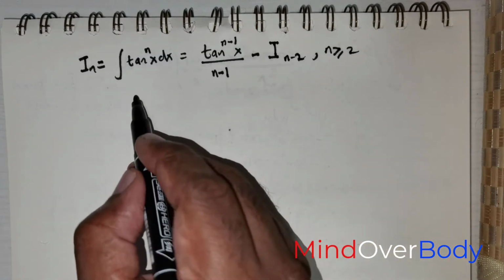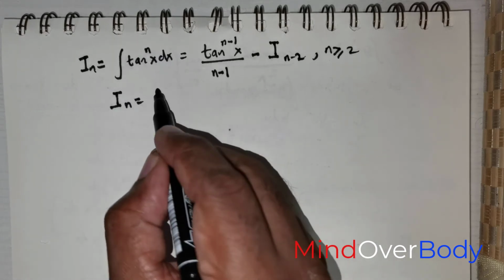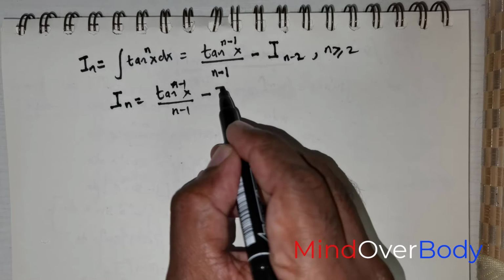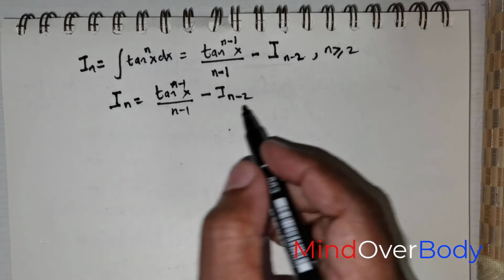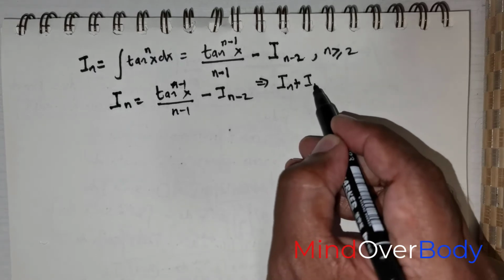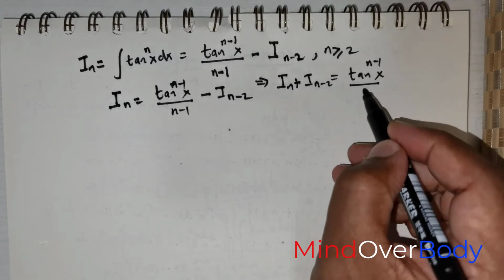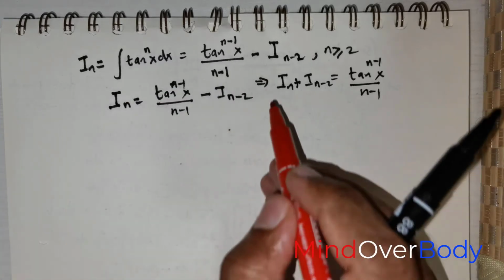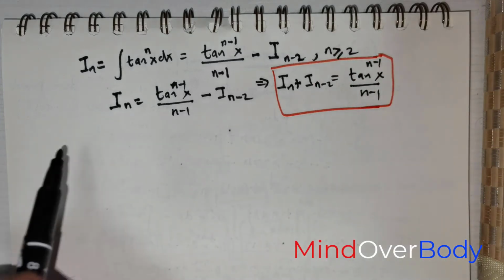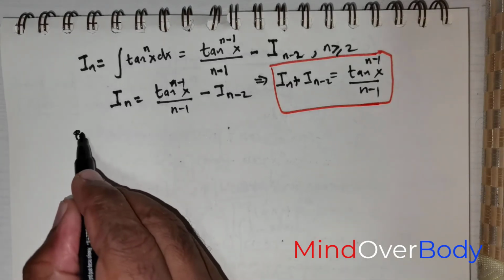And in fact, you can rewrite it in this fashion. I_n is equal to tan^(n-1)x divided by (n-1) minus I_(n-2). Now furthermore, you can also rewrite this as I_n plus I_(n-2) is equal to tan^(n-1)x divided by (n-1). So this is a beautiful formula. Of course, the condition for n is stated here clearly. Now we will obtain the proof for this. So let us obtain the proof.